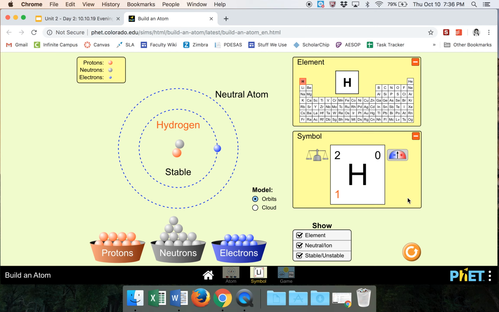And then it says, the last question, what do the numbers on the symbol mean? So we have these numbers here. This is telling us the charge, so if it's positive or negative. So here if I add some protons, oh, we actually do change the charge. So protons are making it more positive.